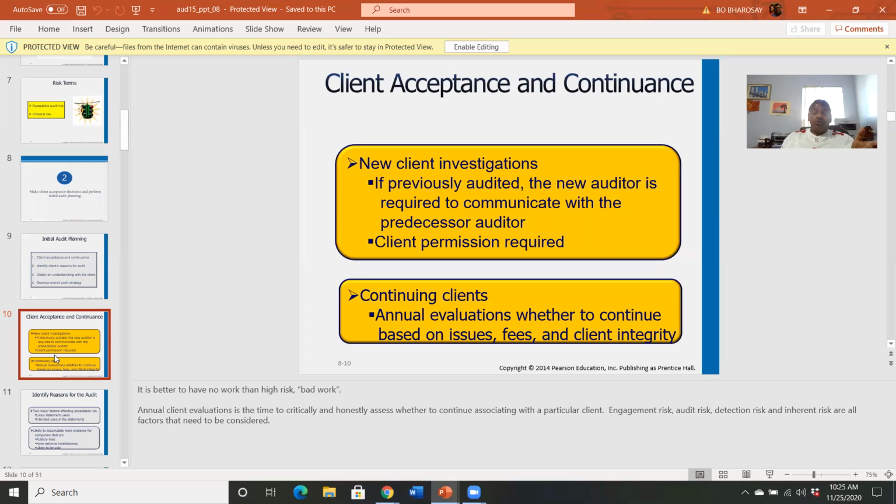Now, with new clients, when you communicate with the predecessor auditors, you're going to ask them certain questions. Are there any disagreements with the client in regards to GAAP? What was their experience working with the client? Does the client pay their fees on time? Right. These are important questions.